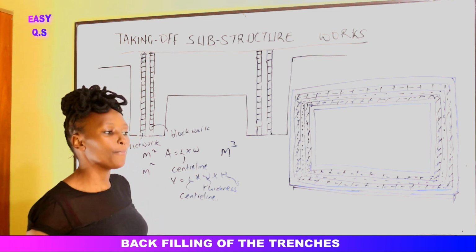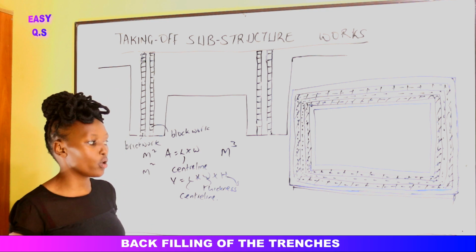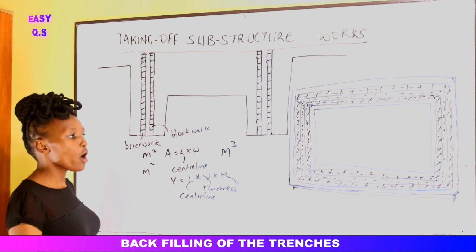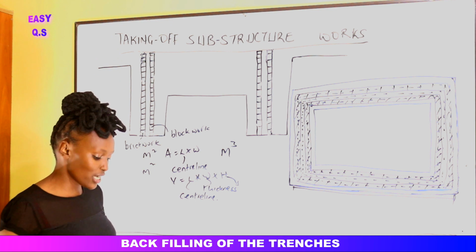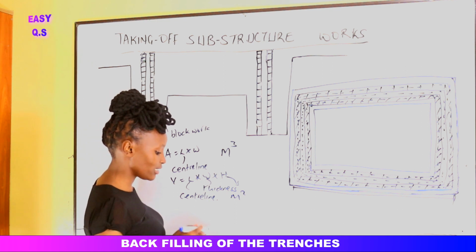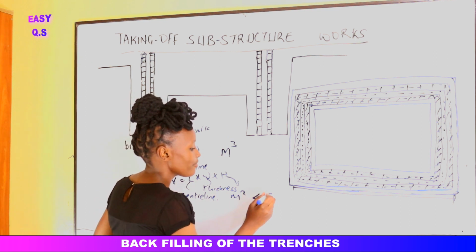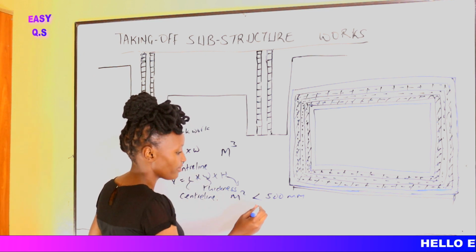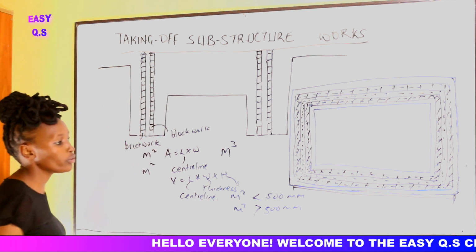We need to measure for the backfilling to the external faces of the wall. External face is, this is the external wall. So outside here we need to backfill. How do we measure the backfilling? We are told to measure it in meters squared. The NRM 4 states that we should measure it in meters squared where the thickness, the spread, is less than 500 millimeters. Then where the spread is more than 500 millimeters, we should measure it in meter cubic.